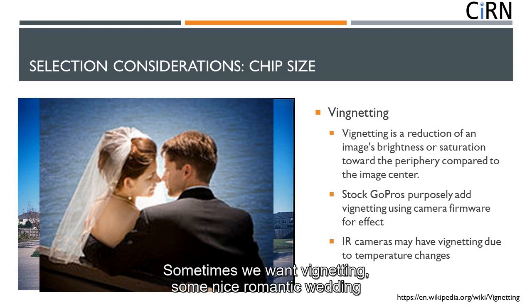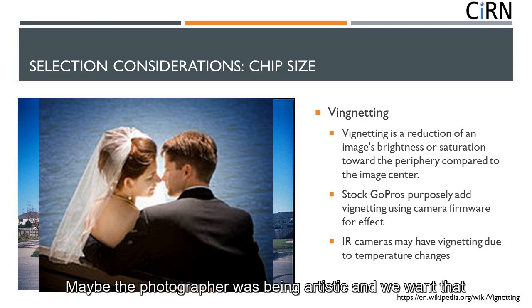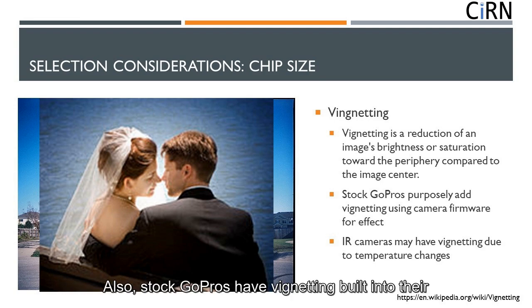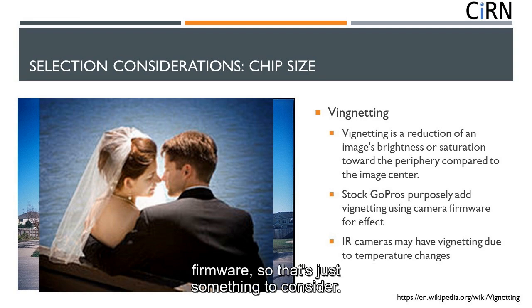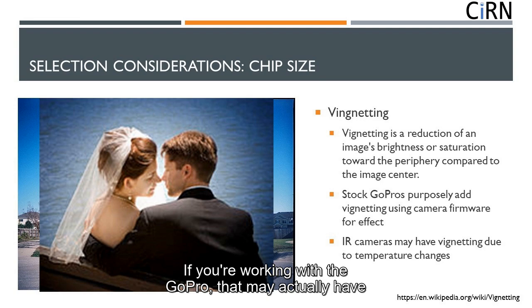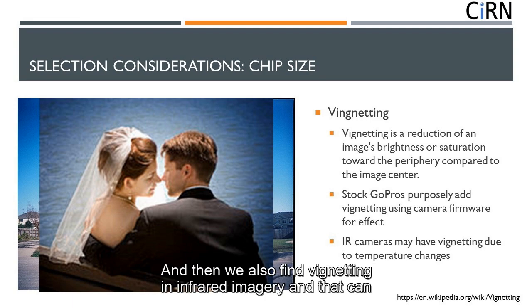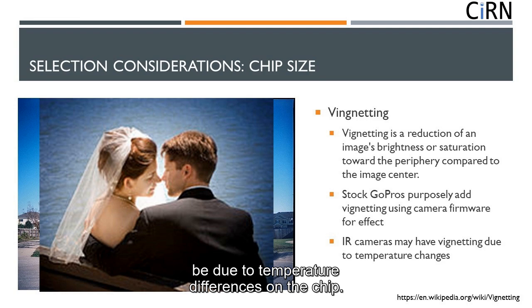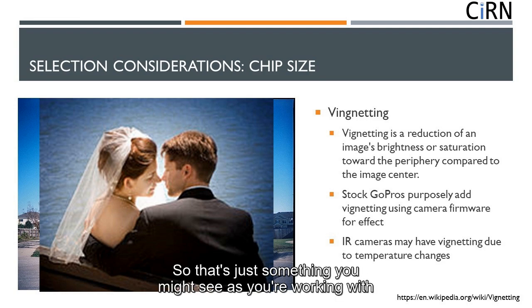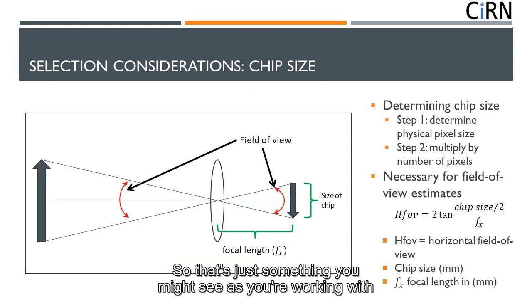Sometimes we want vignetting, so in this nice romantic wedding picture, maybe the photographer was being artistic and we want that look. Also, stock GoPros have vignetting built into their firmware. So that's just something to consider if you're working with a GoPro, that it probably has vignetting built in. And then we also find vignetting in infrared imagery, and that can be due to temperature differences on the chip. So that's just something you might see as you're working with imagery.